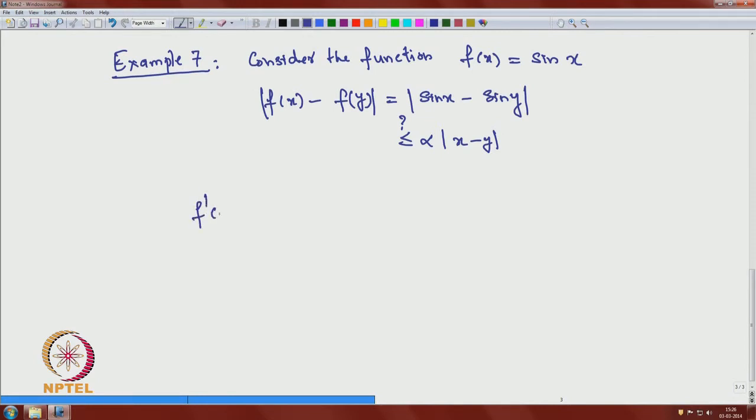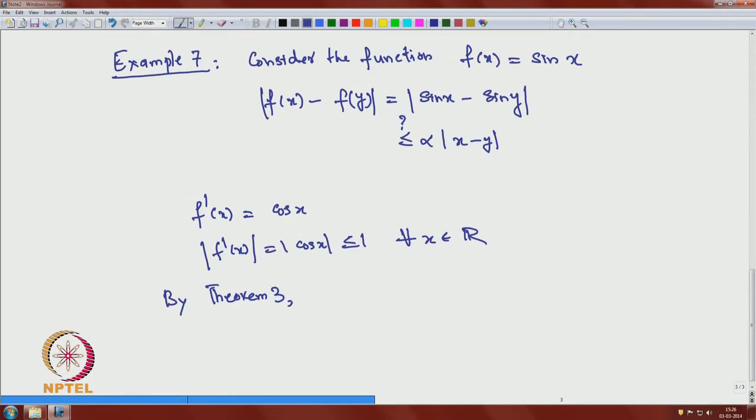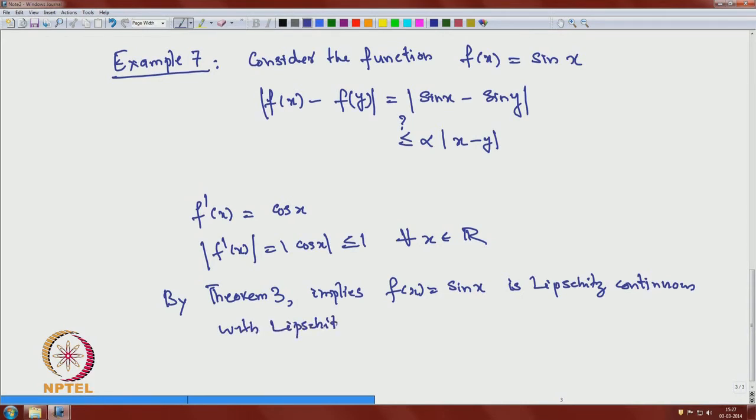So, how? Because f prime of x is cos x and it is bounded. So, cos x is bounded by 1 for all x. So, therefore, by theorem 3, the sufficient condition for Lipschitz continuity, this implies f(x) is equal to sin x is Lipschitz continuous with the Lipschitz constant alpha equal to 1. So, it is a very good test.